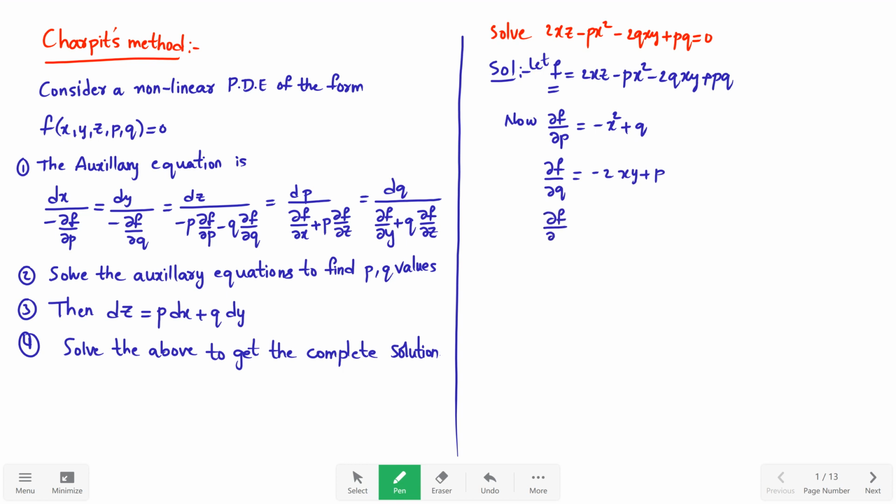Similarly, ∂f/∂x equals 2z minus 2xp minus 2qy. Next, ∂f/∂y equals minus 2qx. Similarly, ∂f/∂z is 2x. After finding these partial derivatives, now we have to write the auxiliary equation.